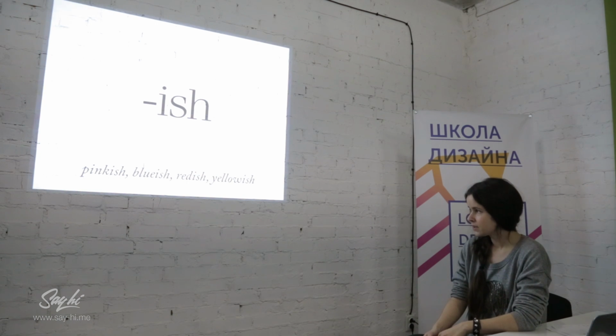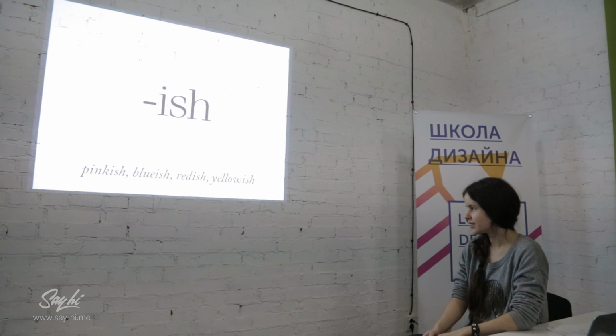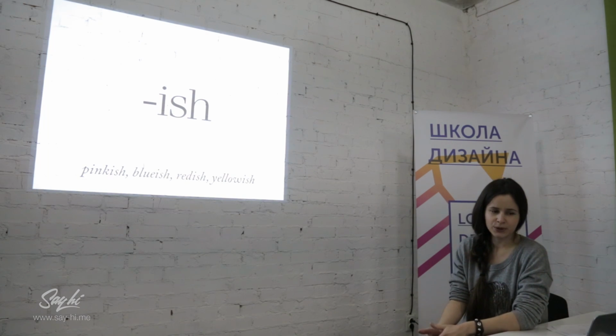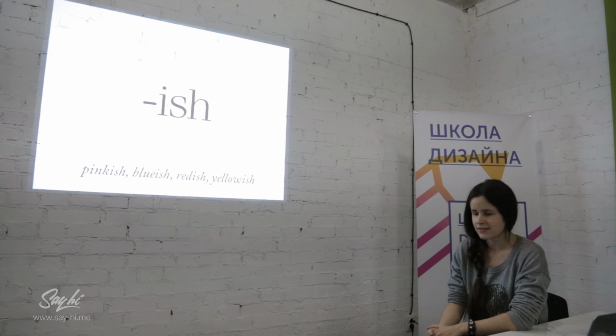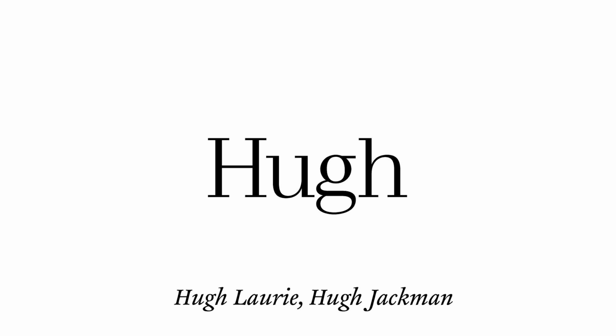Ish is a thingy that Americans and British people and English-speaking people use all the time. A pinkish color, a bluish color, a reddish color, a yellowish color, or even if you have a meeting, they say, let's meet 1-ish, or 2-ish, or 3-ish, or 6:30-ish. How do we pronounce this word? Hue. Good. It's the exact same word as the name Hugh. Hugh Jackman. Okay, that's it.